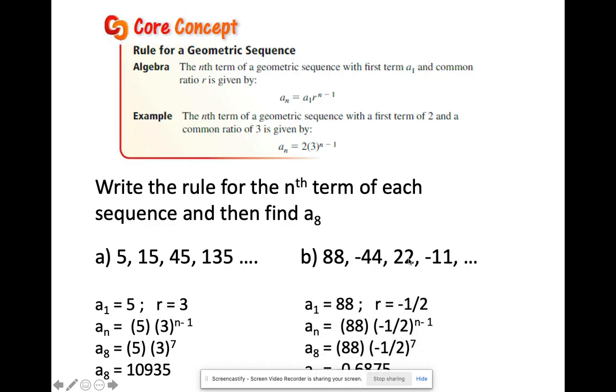Notice it's getting smaller and smaller, and there are alternating signs. So 88 divided by 2 is 44, or negative 2, but you're multiplying this by negative 1/2. That's the reason why you get 88 as the first term, and r would be negative 1/2, raised to the n minus 1. And then substitute 8, so n minus 1 is 7. You get 0.6875. Okay?